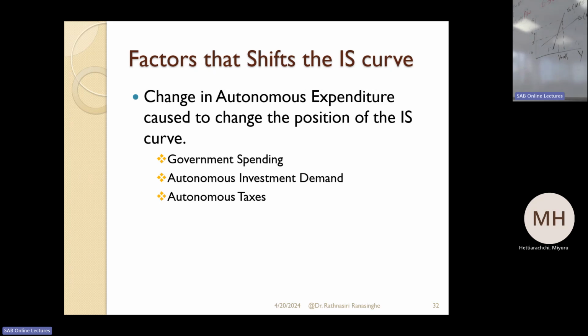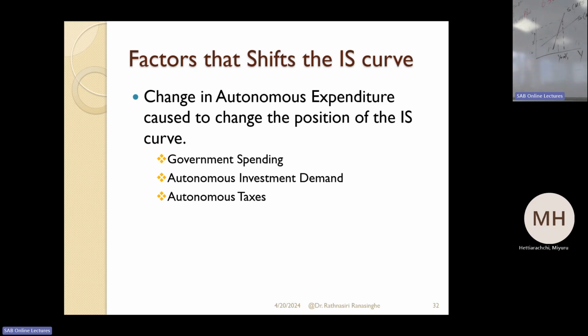Import function, can you remember? We discussed the import function: M = M0 minus mY. So this is the autonomous import. That is also a shifting factor. All these autonomous expenditures shift the IS curve. Since we are in a closed economy here, we take government spending, autonomous investment, and autonomous taxes as the shifting factors. But apart from that, we can identify export demand and autonomous imports as shifting factors.